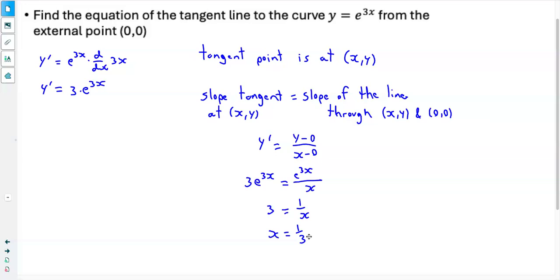So now we need to find the y value of our tangent point. So that's just f of 1/3, which is e to 3 times 1/3. So that would be e to 1 or e. So we know our tangent point is 1/3, e.